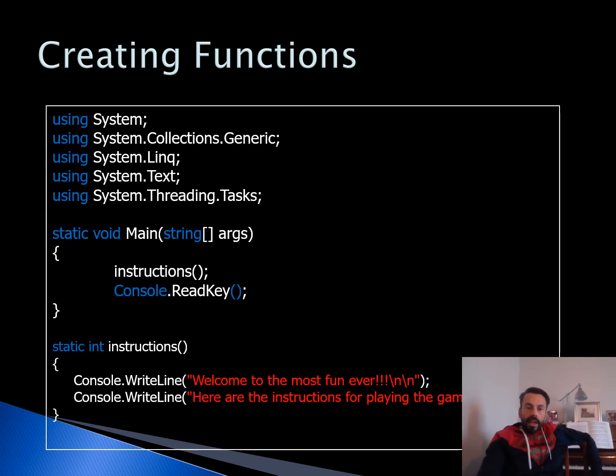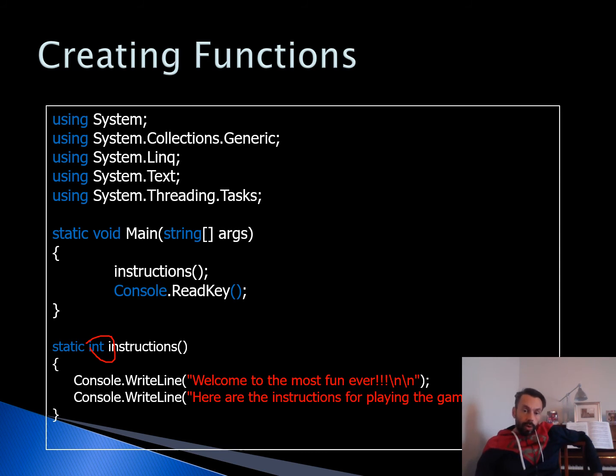Okay, enough. Right, here's creating functions again. I've got an instructions function here. So this is fairly straightforward. All you're doing here is creating this basic instructions function. It does return an int. It doesn't really particularly matter at this stage. It should probably just be void, to be honest.